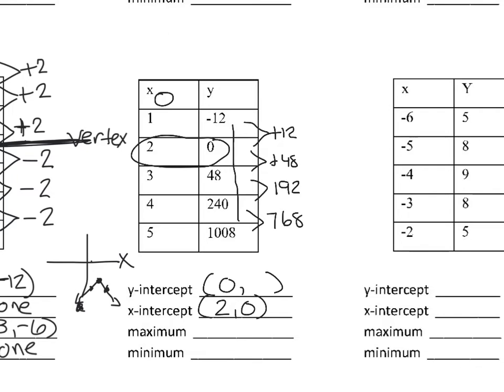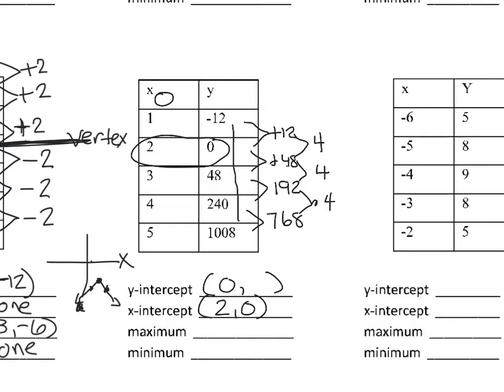Okay, but I guarantee you we're multiplying by something to get this. 12 times what is 48? Or I could say 48 divided by 12 is 4. If I say 192 divided by 48 is 4. All right, so that means we're multiplying by 4 each time.